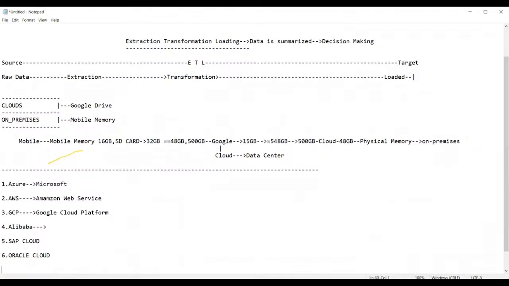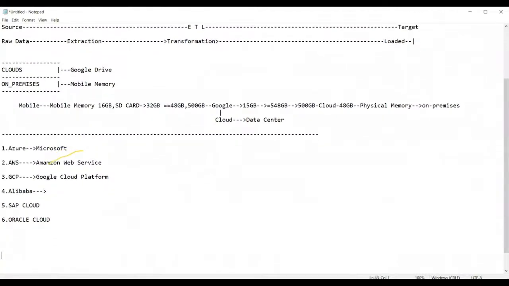So now, guys, these cloud services are basically classified or divided into three categories. What is that? The first one is called IaaS. What does IaaS mean, guys? IaaS stands for Infrastructure.